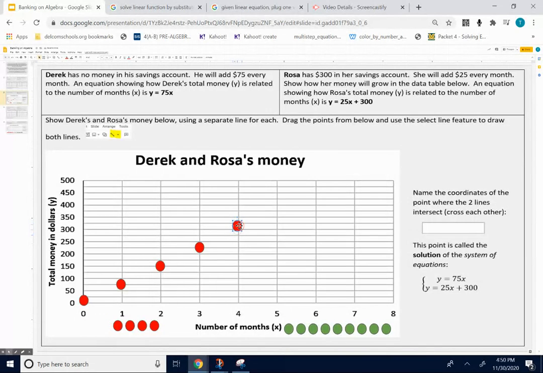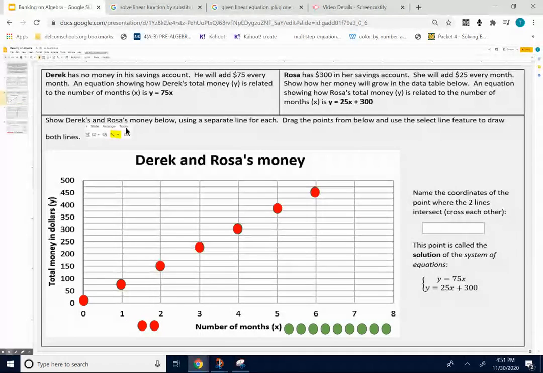If we had paper and pencil, we could have drawn a straight line with a ruler through the first couple of points and probably been just fine. But on this, it doesn't work quite that nicely. So we're going to go up $75 over 1. And then up $75 over 1. Okay, so here's my Derek line.